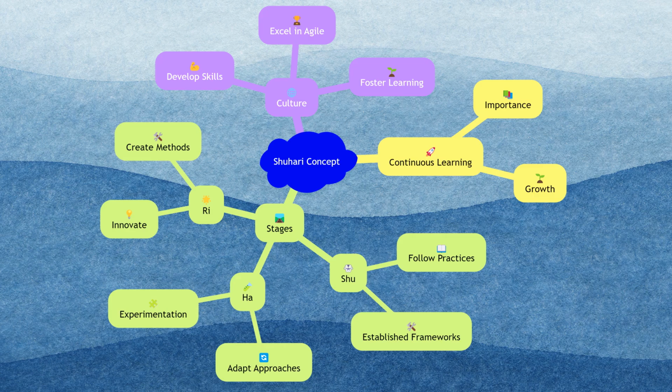The Shuhari concept emphasizes the importance of continuous learning and growth in agile practices. Initially, teams follow established practices and frameworks, Shu. As they gain experience, they begin to adapt and experiment with new approaches, Ha. Finally, they reach a level of mastery where they can innovate and create their own methods, or Ri. By fostering a culture of continuous learning, organizations can help their teams develop the skills and confidence needed to excel in agile practices and deliver high-quality results.